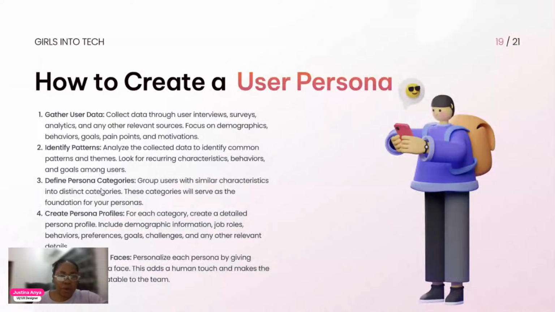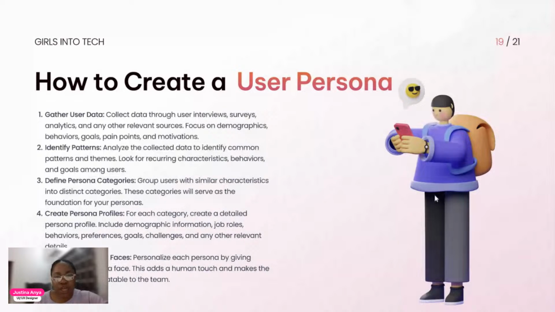And you now create persona profiles. For each category, create a detailed persona profile. Include demographic information, job roles, behavior, preferences, goals, challenges, and any other relevant details. I don't know if you guys understand this. Say I want to use this avatar, I can call this guy here John.